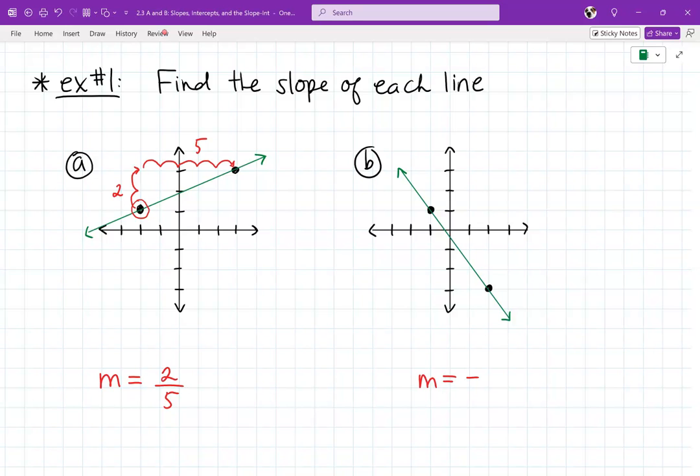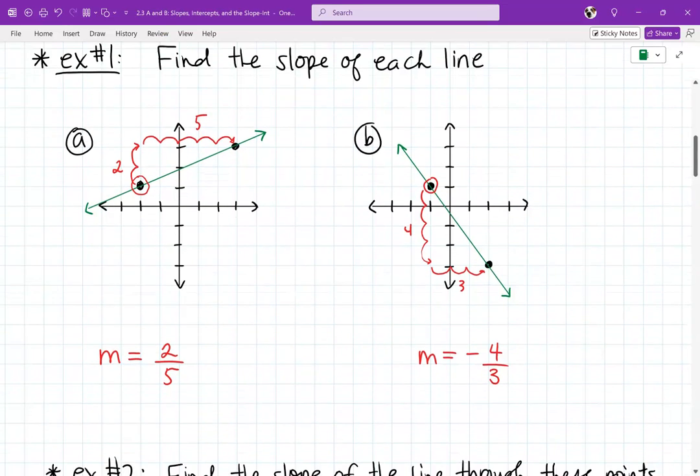Got it. For part B, I'm going to start with this one right here. And then I have to go down to the same level as the next point. So I'm going to go 1, 2, 3, 4. So I went 4 times down over 1, 2, 3. So that was 4 down and 3 over. So negative 4/3. I love these problems. These are pretty easy. It's just kind of trace with your finger, trace with your pen. Pretty simple stuff. Are we okay with these? Any questions on these? These are easy.